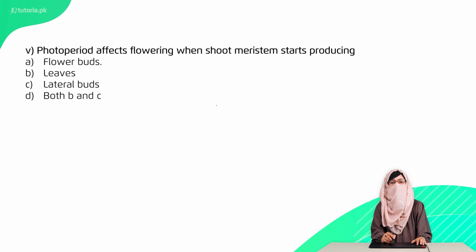Fifth है, photoperiod affect the flowering when shoot meristems start producing. Option A, flowering bud, leaves, lateral bud, both A and C. The right option है option A, flower buds.